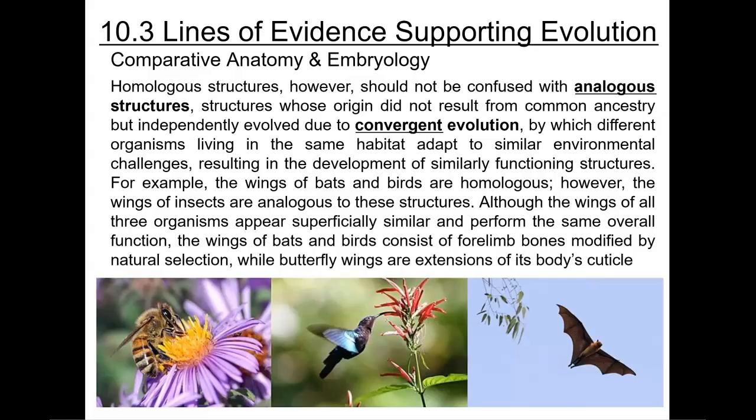For example, the wings of a bat and a bird are going to be homologous. However, the wings of an insect are going to be analogous to those structures. Although the wings of these three organisms appear superficially similar and perform the same overall function, the wings of bats and birds will consist of forelimb bones that are modified by natural selection, while the butterfly wings are going to be extensions of its body's cuticle.